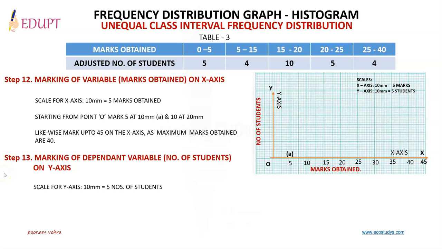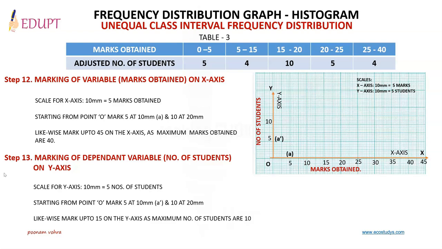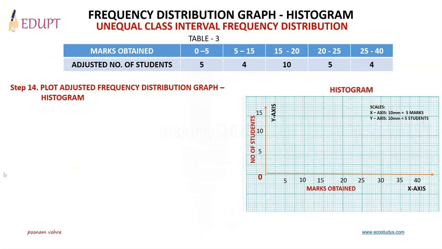Similarly, for y-axis, it is the number of students. Scale we have decided as 10 mm is 5 students. Starting from 0, mark 5 at 10 mm point, which is A dash, and 10 at 20 mm. Likewise, mark up to 15 on y-axis as maximum number of students is 10, as is depicted here on the graph paper. Now that axes have been prepared, you need to plot the adjusted frequency distribution, that is histogram.